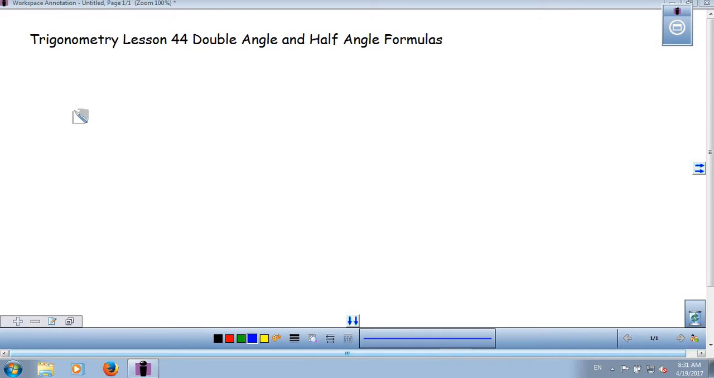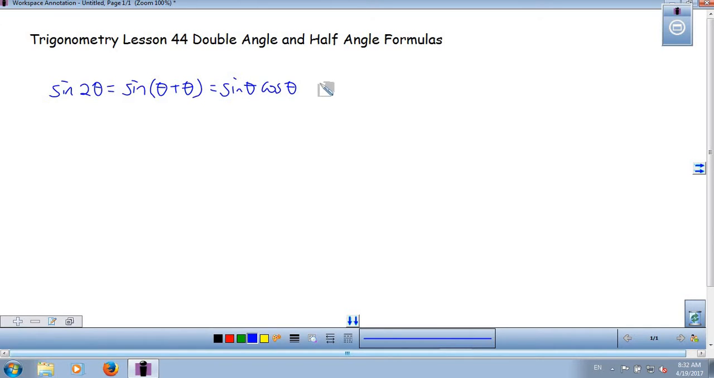Double angle basically is the function of twice an angle. So let's go ahead and start with sine of 2 theta. It's a double angle because it's twice theta, or theta plus theta. We can derive this using the sum and difference formula. Because 2 theta is simply theta plus theta, both the first angle and the second angle are the same. So let's use the sum and difference angle formula.